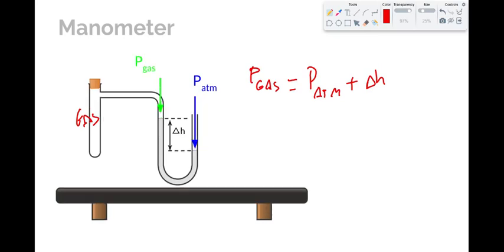If the pressure of the gas is smaller than the atmospheric pressure, well, then the column is going to get pushed up on the gas side of the column. And in this case, the pressure of the gas, because it's less than the atmospheric pressure, would be whatever the atmospheric pressure is minus that height differential.